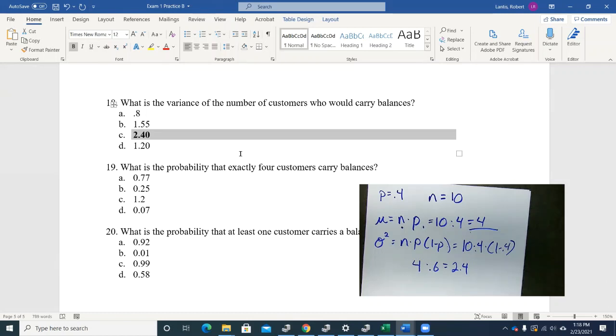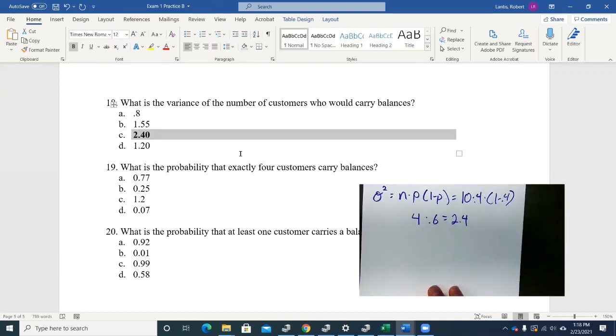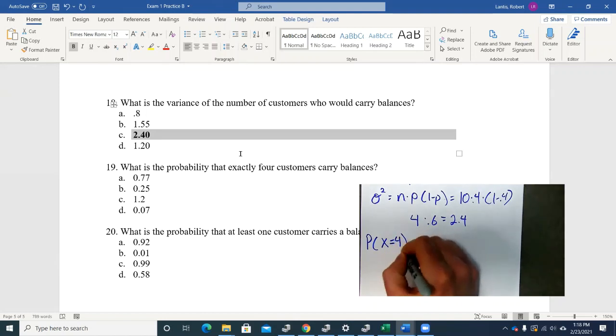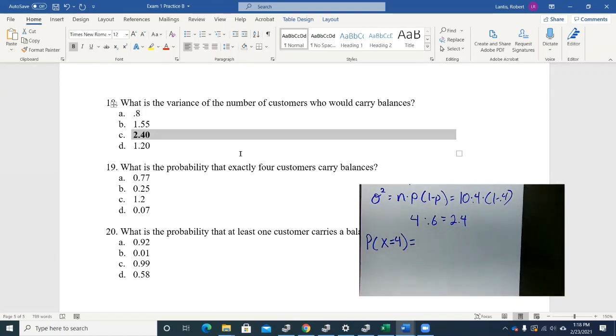All right, so a little bit more difficult. What's the probability that exactly 4 customers carry a balance? So what I now want, if I write out what I'm looking for, is what's the probability x is equal to 4? Okay. Well, now first of all, which of these can I rule out right away? C, because it's greater than 1. Probabilities have to be between 0 and 1, right?